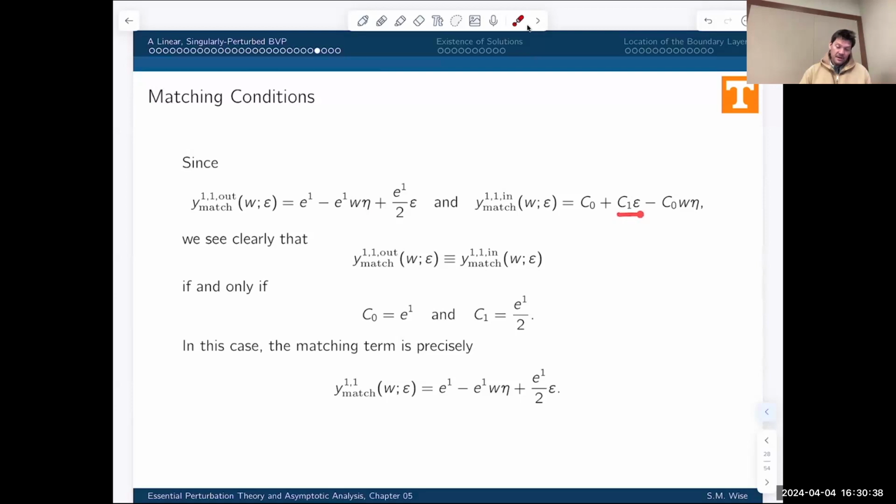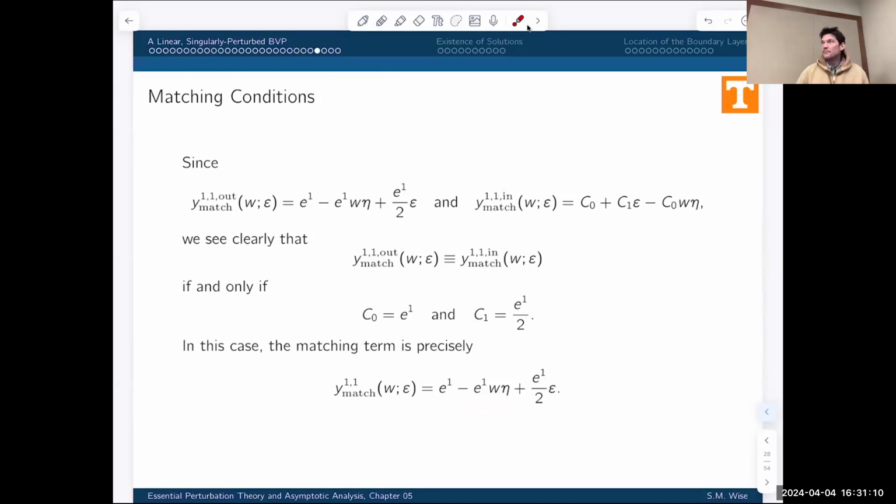And what about this epsilon term? There's only one epsilon to balance it over here. So that's the one I'm going to choose. So I'm going to have to set C1 to be equal to e to the first power over 2. If that happens, then I get a match. And so the two solutions match. And I set my match function to be the common one. In fact, it was just equal to the outer solution match to begin with.